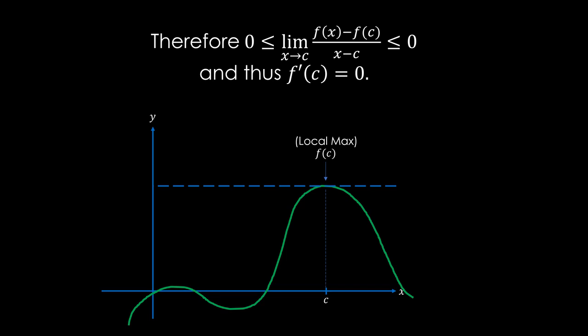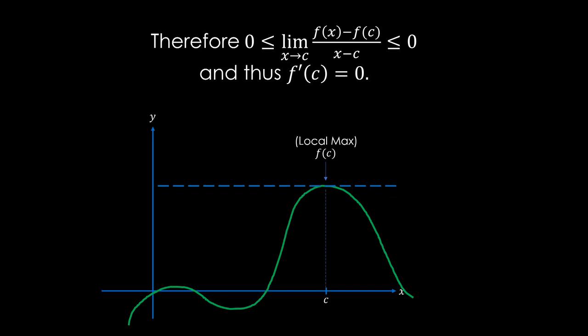We can then combine these two one-sided limit inequalities that we have to find that 0 must be smaller than or equal to the derivative at point c by first principles, which is smaller than or equal to 0. And therefore the logical conclusion is that the derivative at point c must be equal to 0.